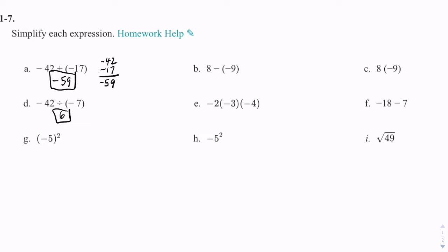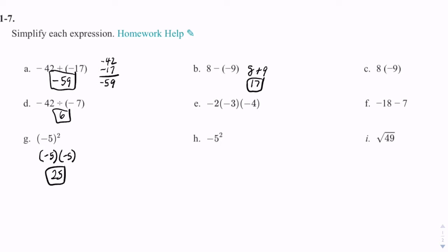It's easier. For G, it's negative 5 squared. When I square something, that means I'm taking whatever is in parentheses being squared and I'm multiplying it by itself. So negative times a negative is positive, so this is 25, right? Negative times negative is positive. Okay, for B here, I have 8 minus a negative 9. That's the same as writing 8 plus 9, right? Subtracting a negative is adding, so that's 17.